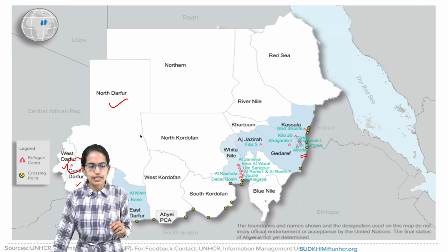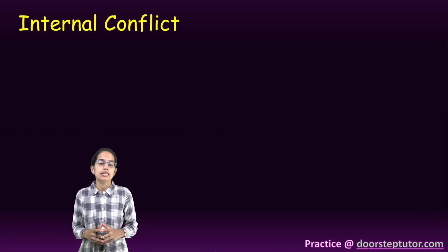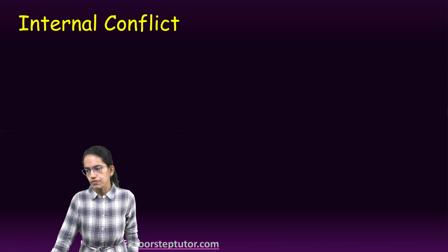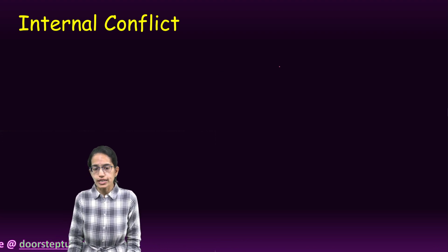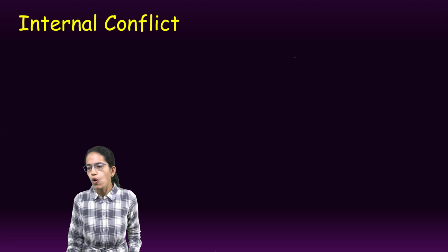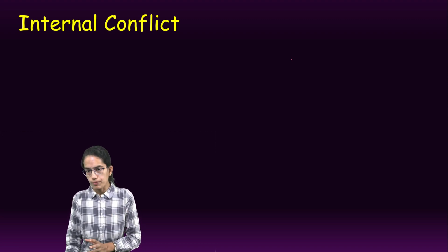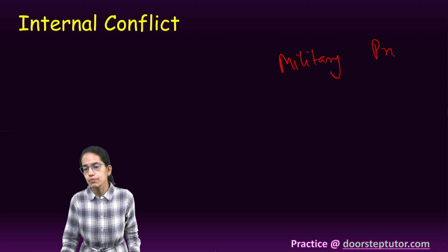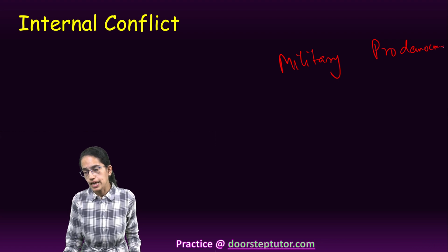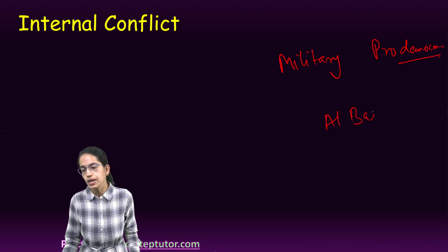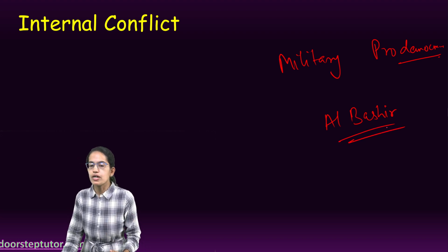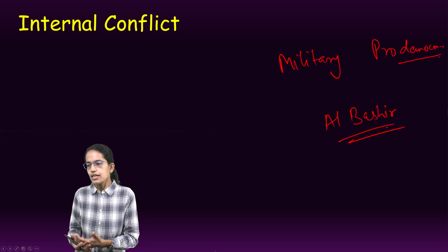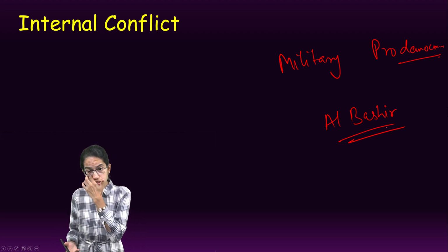Coming to the next important thing that we need to discuss, the internal conflict. Why and how did it actually take place? This internal conflict had been a long process of political unrest, led by military versus pro-democracy forces. So the conflict basically arises between military and pro-democracy. 30 years is the time frame for which al-Bashir remained in power in Sudan. However, during the time of al-Bashir, the subsidies on food were cut and emergency provisions were imposed.